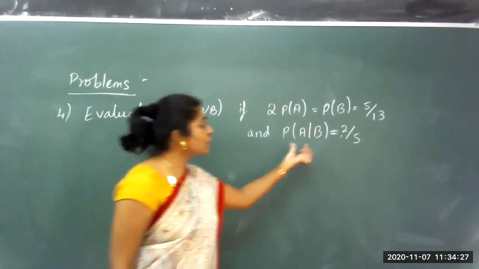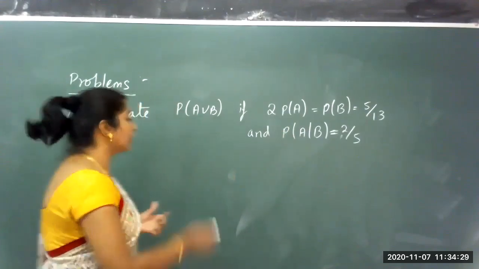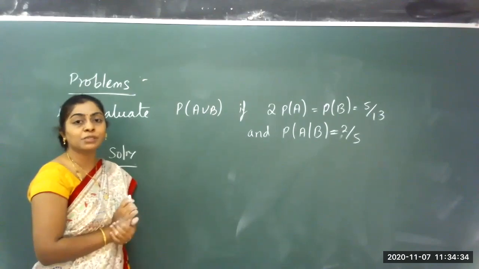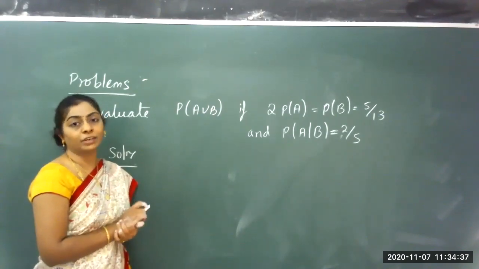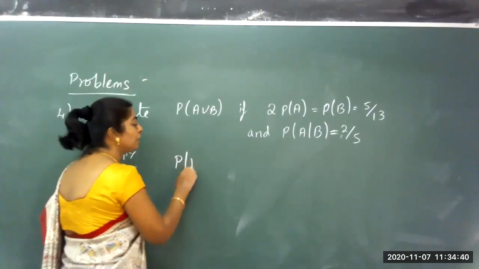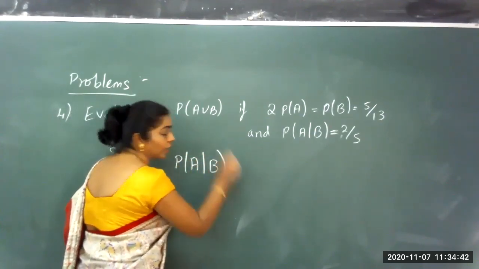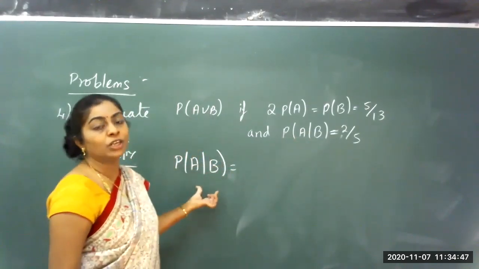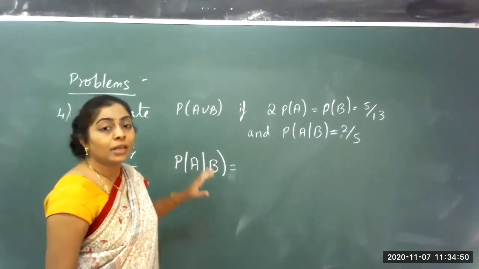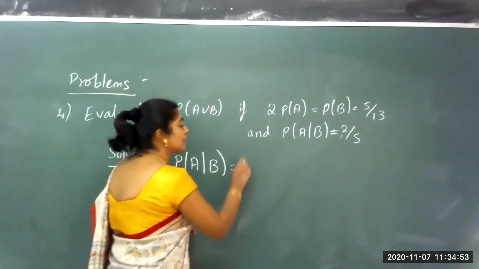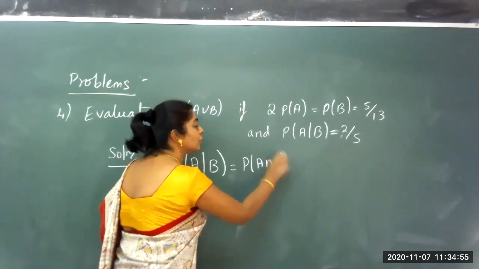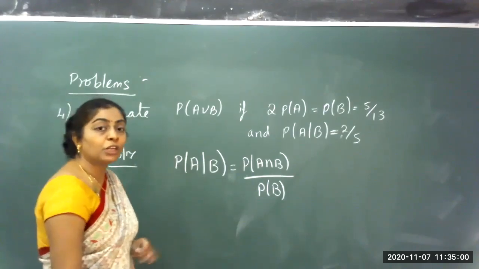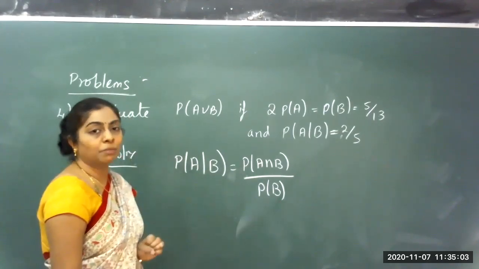So first, I use the conditional probability definition and try to find the probability of A intersection B. I find that first and then deal with the rest. Now, the conditional probability of event A when event B has occurred is already given. I'll use this condition to evaluate this. What does the definition say? It says the probability of A intersection B divided by the probability of the event that has occurred, which is B.